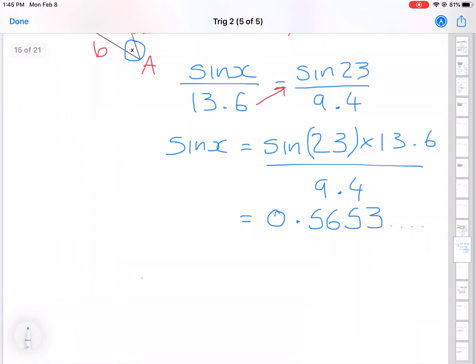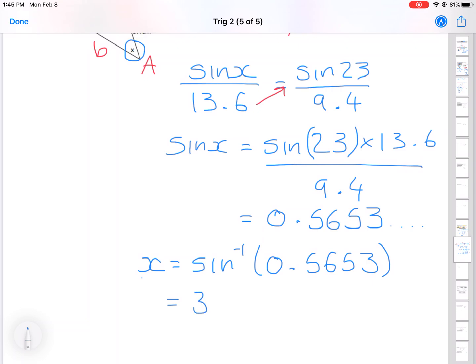If you don't keep it in the calculator, just take it to 4 decimal places, that would be enough. So then to find x, this is sine x. To find x, we have to do the inverse of sine, so sine minus 1 on the decimal, and we will get our final answer. So shift sine of the answer, and we get 34.4 degrees, now to 1 decimal place.